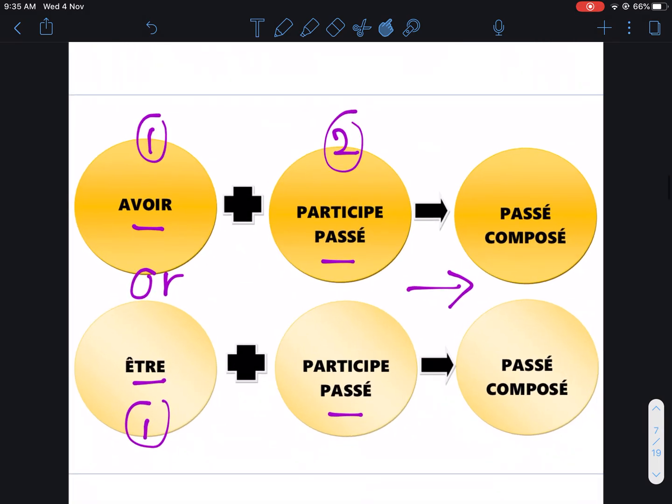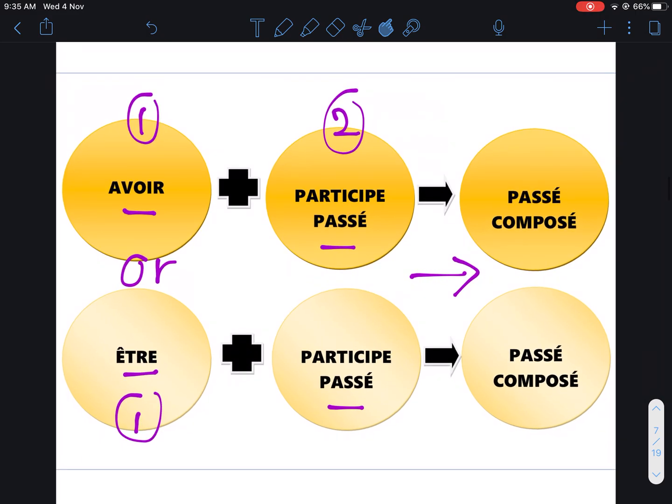Now, to sum up, two components are needed to form the French passé composé. The first component is the auxiliary, avoir or être. You have to choose either avoir or être. The second one is the past participle.